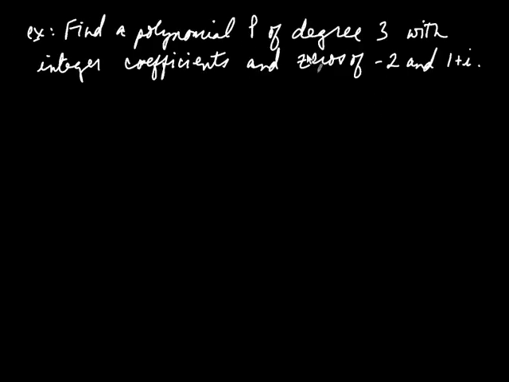Find a polynomial p of degree 3 with integer coefficients and zeros of -2 and 1 plus i. Okay, so first of all, we're looking for a polynomial of degree 3 with integer coefficients, right?